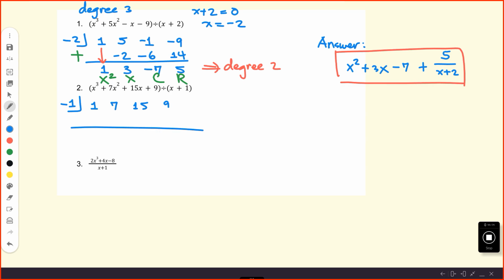And leave a space here for your work. Okay? Are you paying attention? Okay, now what are we going to do first once we have listed down the coefficients?